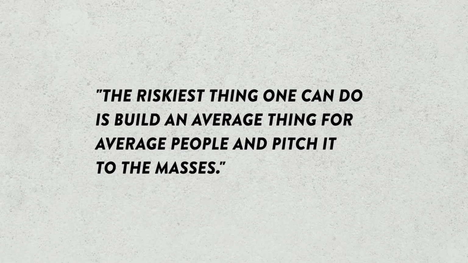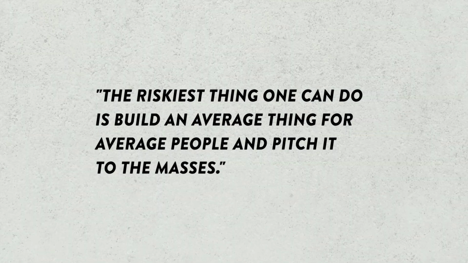There's this quote that I really like from Seth Godin, and it goes like this: "The riskiest thing one can do is build an average thing for average people and pitch it to the masses." And I think that's really important. A lot of people don't think about who they're selling to. And the more that you're trying to sell to everyone, the more you're not selling to anyone. So think about who your target customer is and really sell to them, and then make that price for them.